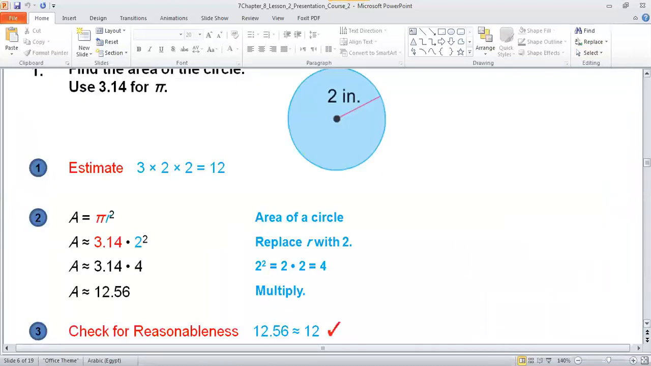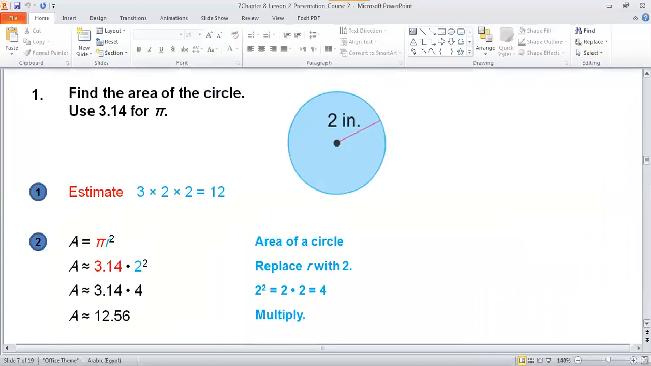Okay, Faisal? The next one we have here is an example. It says: find the area of the circle, using 3.14 for pi. So we will use pi as 3.14. Firstly we must write the rule, the formula. The area is pi times r squared. We plug in 3.14 for pi, and we replace r by 2 because the radius here is 2. If he gives me the radius, I remove r and put the radius.